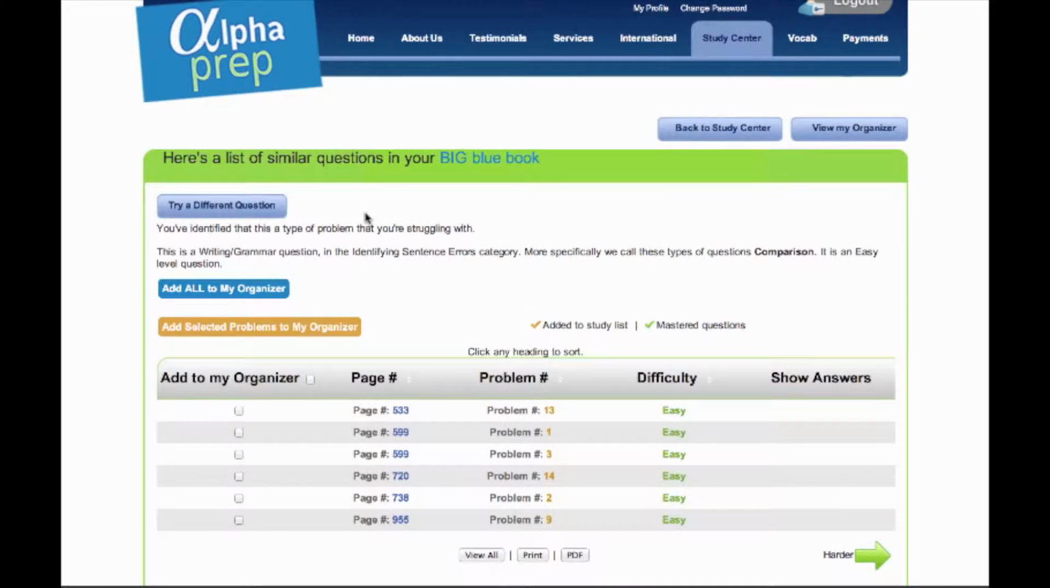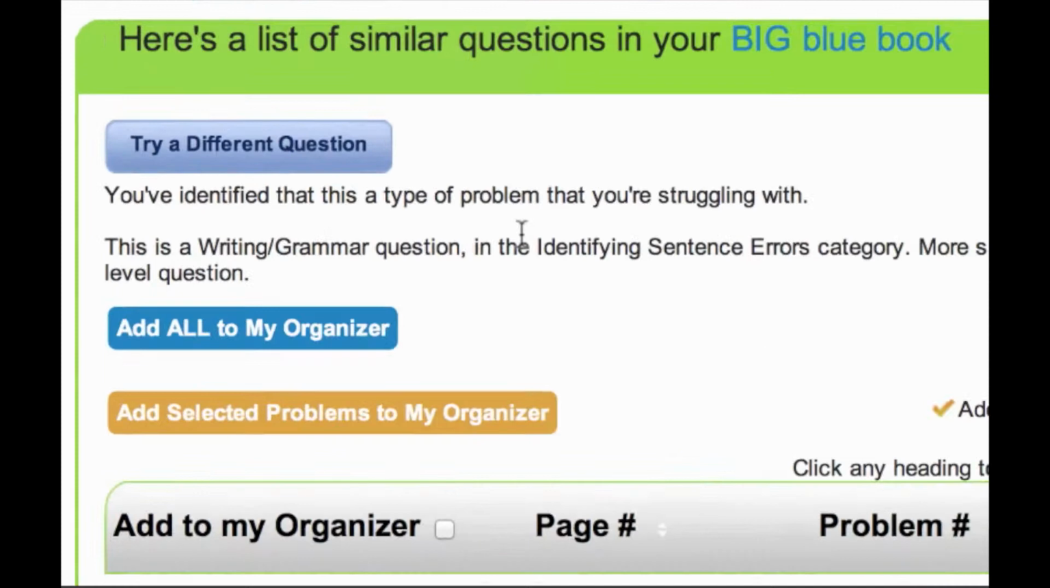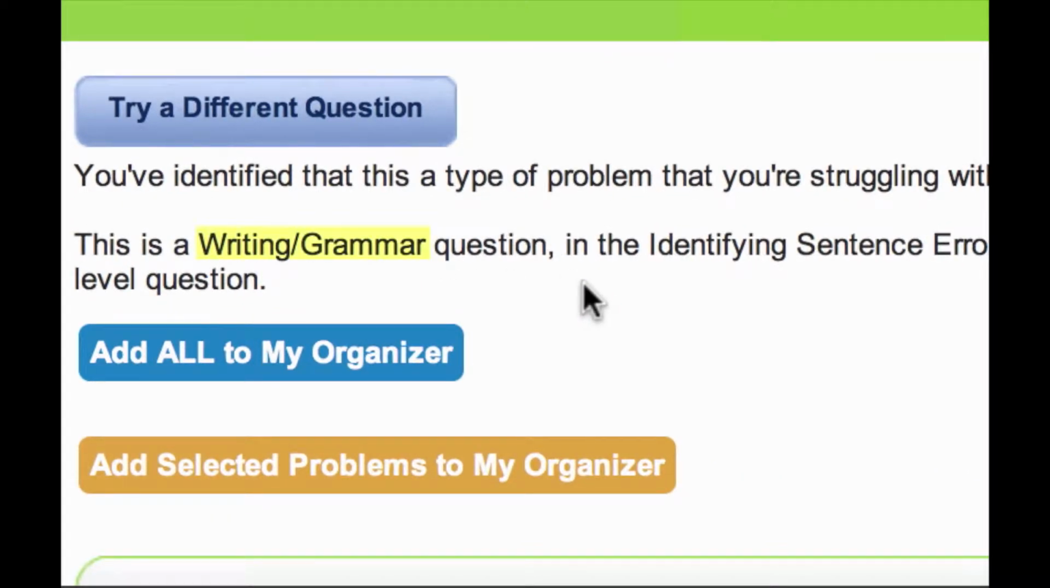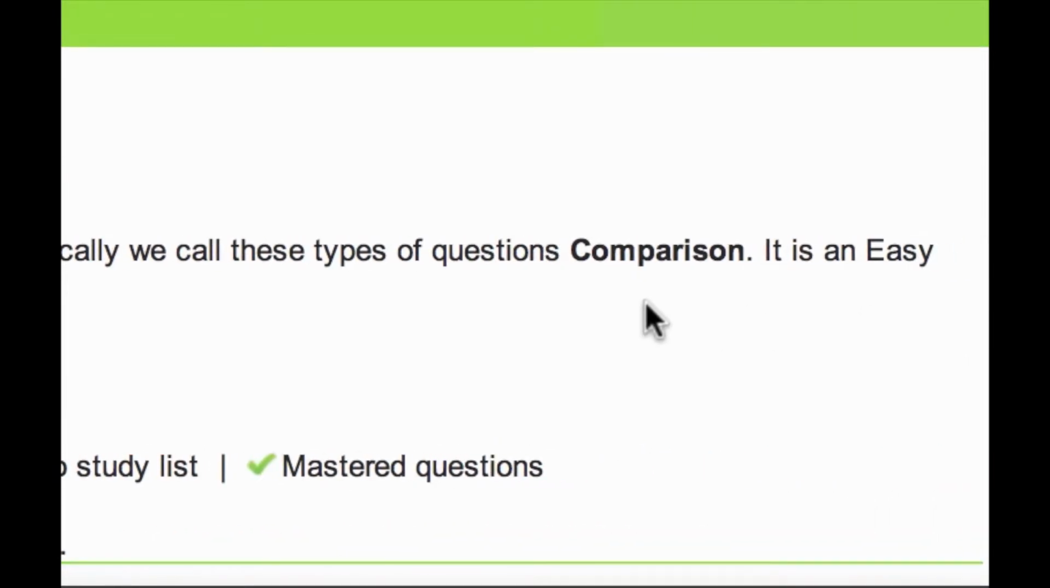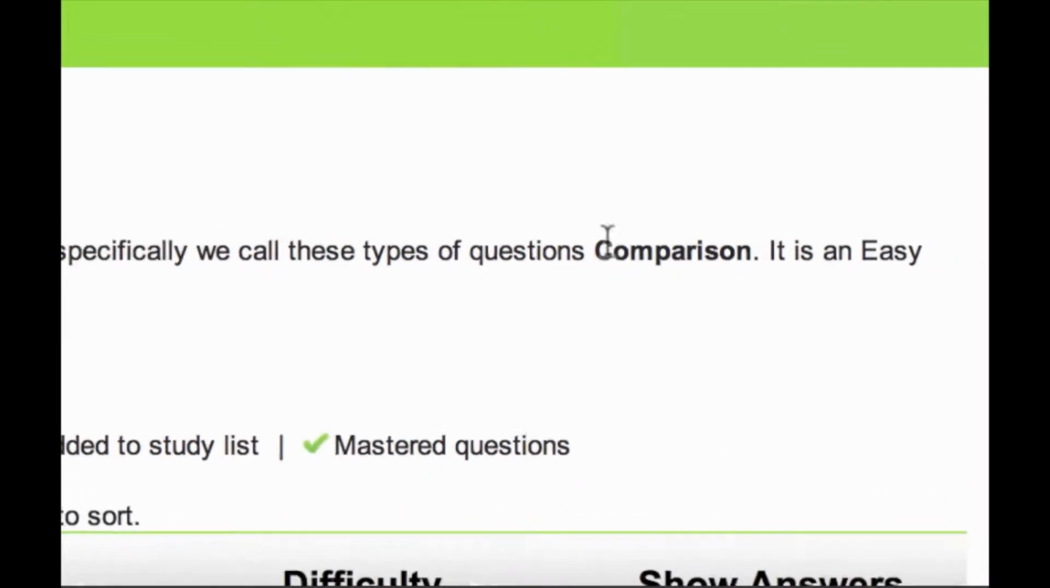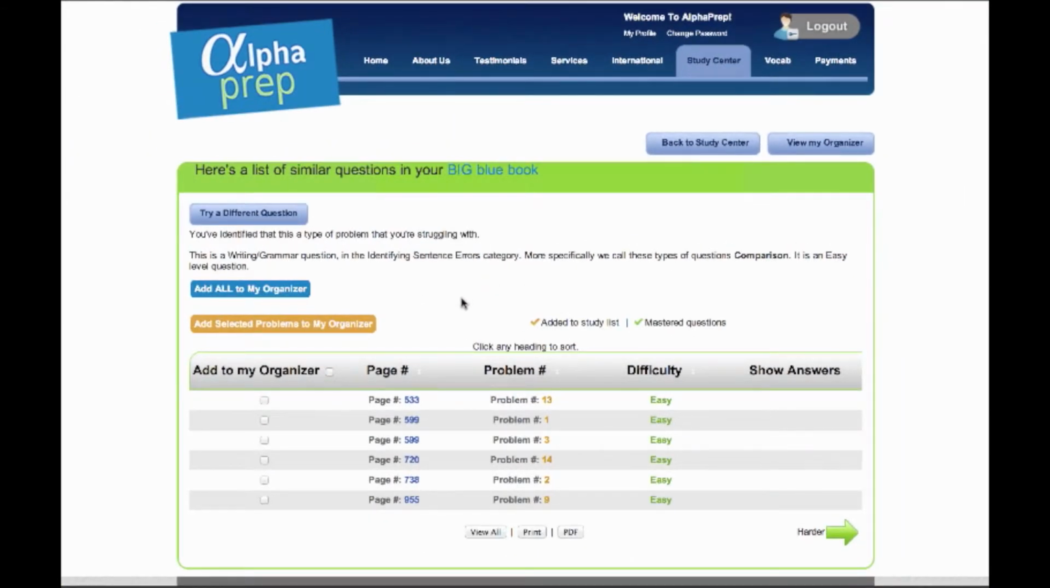Immediately, our website gives you a list of similar questions in the Big Blue Book. It lets you know that it's a writing grammar question, that it's an identifying sentence errors type of question, and that it happens to be a comparison question in particular. We also know that it's easy. If it's an easy level question and you get it wrong, chances are you're going to need to learn how to do the easy level question, but you're also going to need to learn how to do the medium ones and the hard ones eventually.